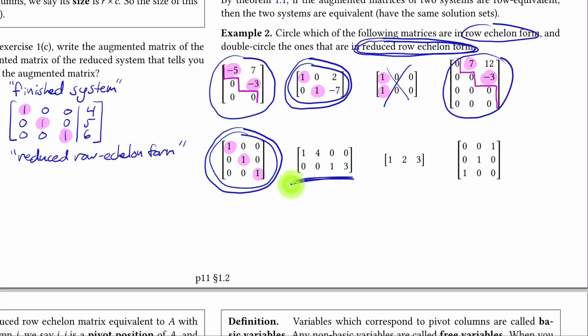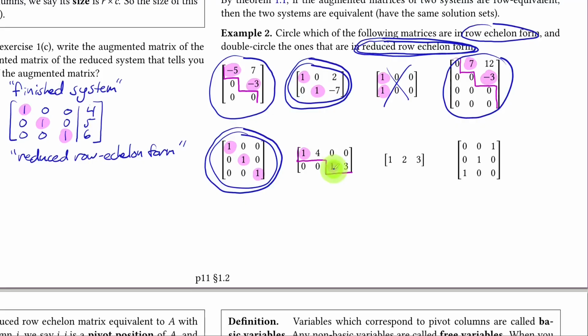Looking at the next one, here's our leading entries. Is each one to the right of the one above it? Well, let's see. This one is to the right of the other one. Now, it's not directly to the right, but it's kind of how New York is east of Los Angeles. It's not directly east of Los Angeles. That would be Pasadena or Riverside or something. But New York is somewhere to the east of Los Angeles. So this one is to the right of the one above it. So that is echelon form.